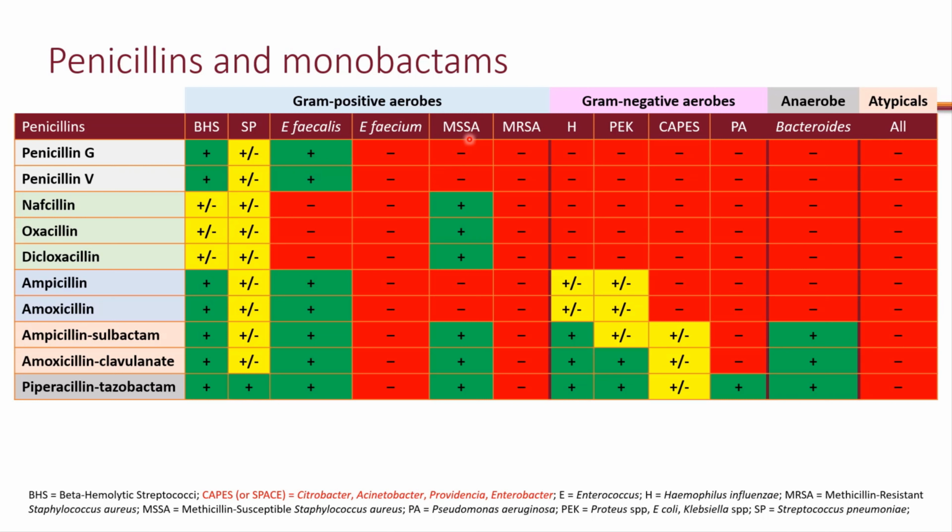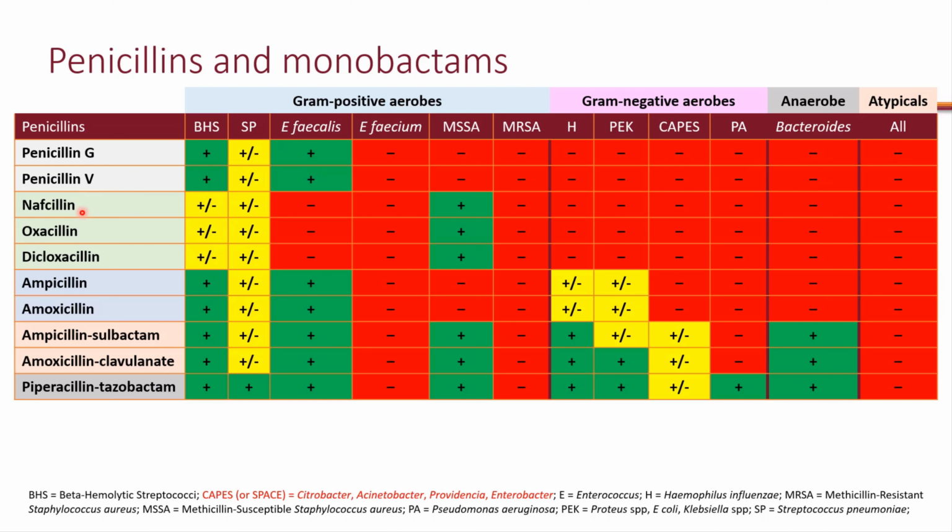And the reason is that majority of Staphylococcus aureus actually produce penicillinases that break down penicillin, so they don't have activity against MSSA or MRSA. And they don't have any activity against gram-negatives, as well as anaerobes or atypical organisms.